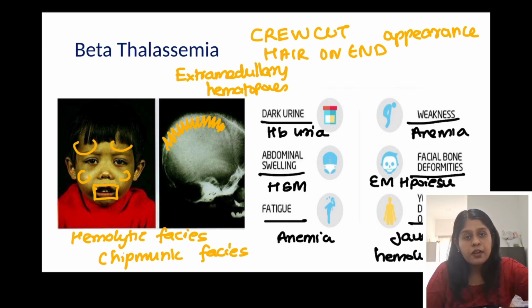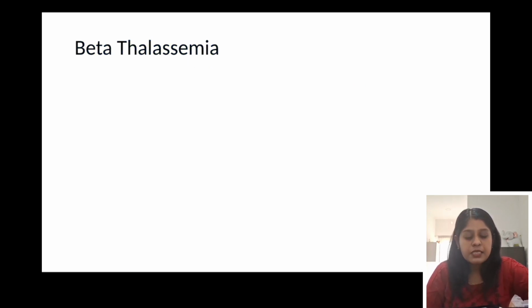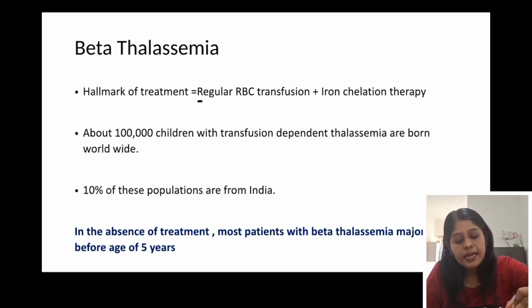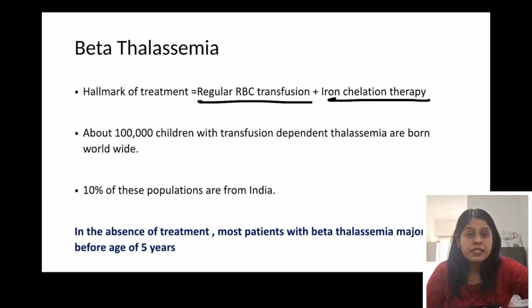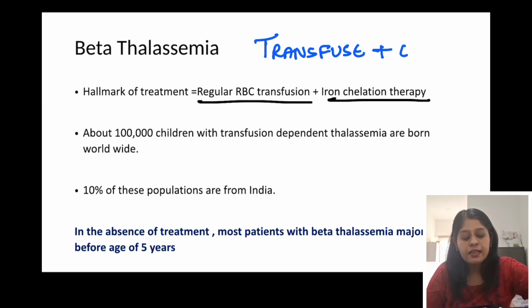So the hallmark of treatment is regular RBC transfusion plus iron chelation. So the treatment that we offer for thalassemia patients before the hematopoietic stem cell transplant is regular RBC transfusion and iron chelation.